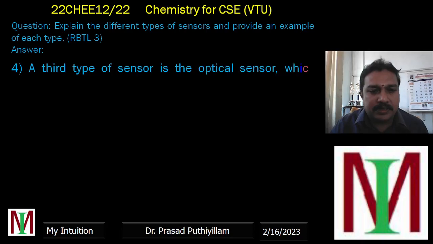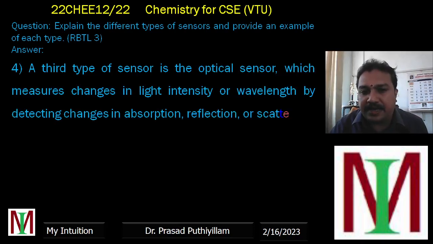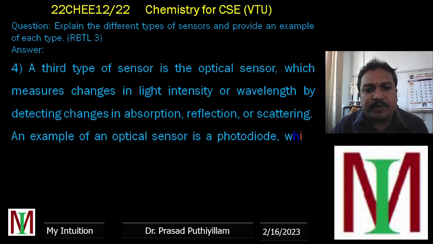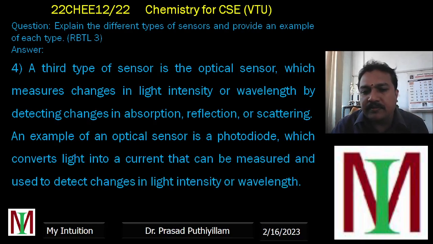Fourth point, that's the third type of sensor. They are optical sensors, which measure the changes in light intensity or wavelength by detecting changes in absorption or reflection or scattering. An example of an optical sensor is a photodiode, which converts light into a current, which can be measured and used to detect changes in light intensity or wavelength.